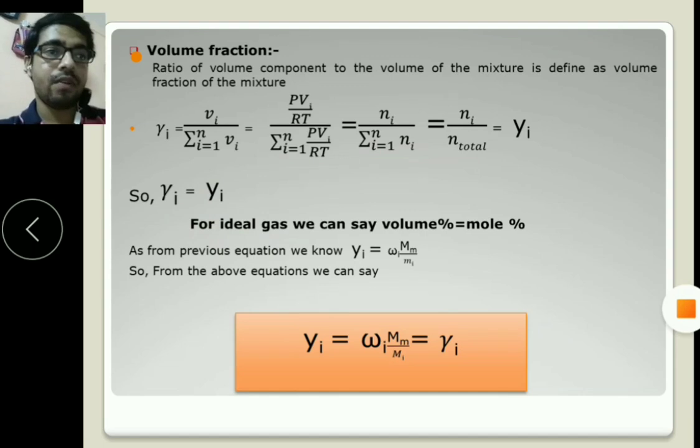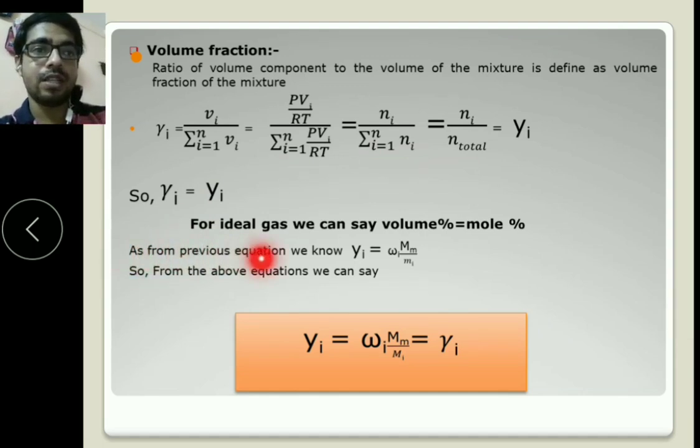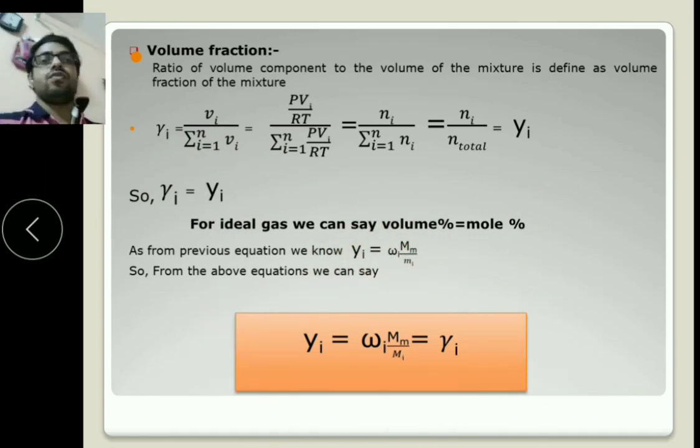So we can say from here, for an ideal gas, volume percentage should be equal to mole percentage. And previously you have studied the relationship between mole fraction and mass fraction. So comparing this equation and this equation, we have a common formula. It is the relationship between the mole fraction, mass fraction and volume fraction, right?